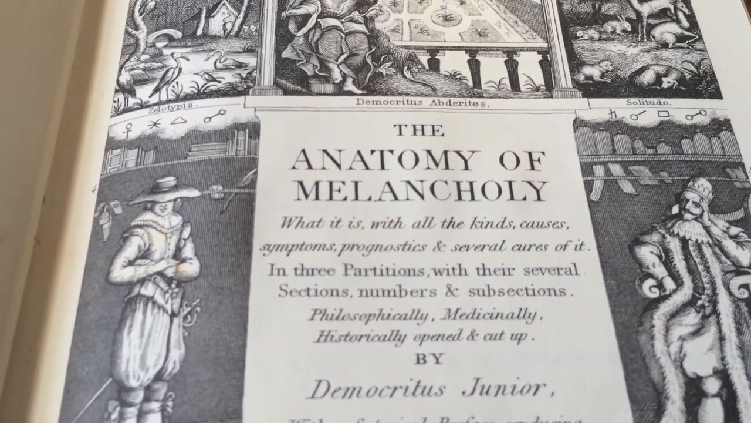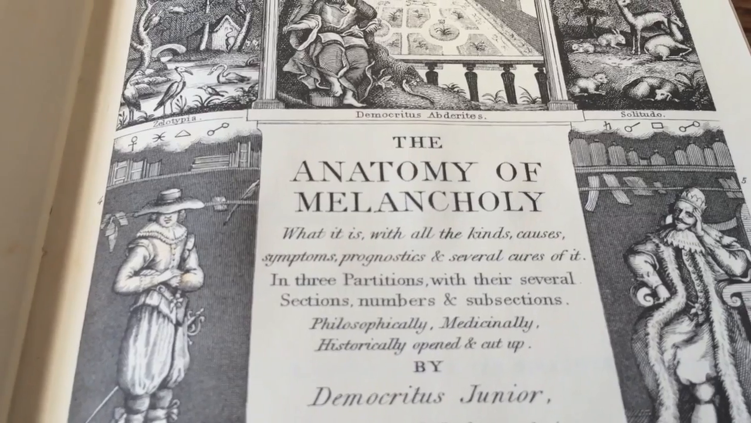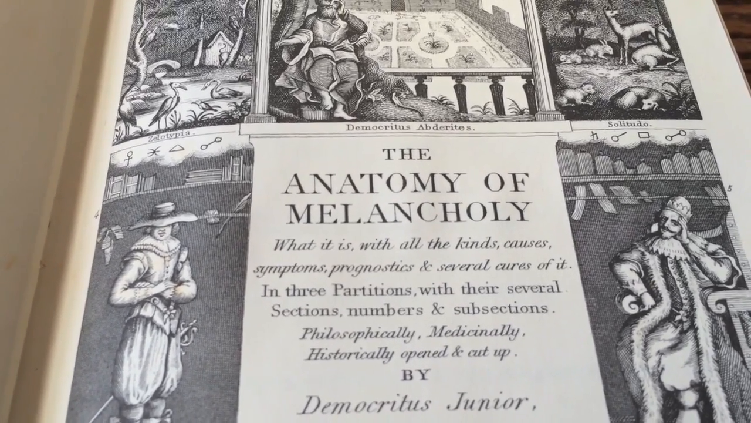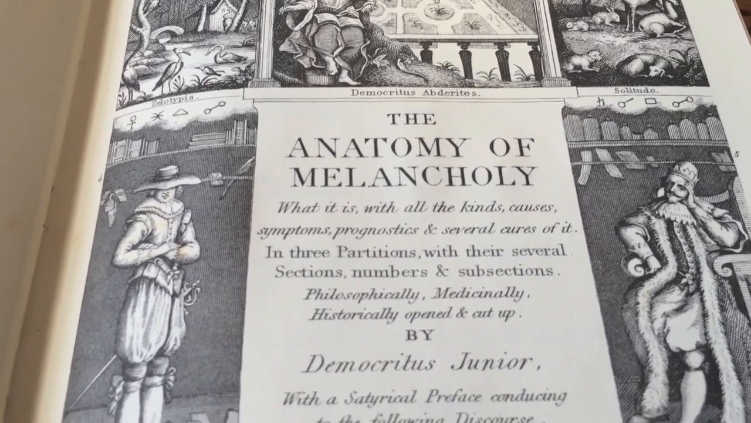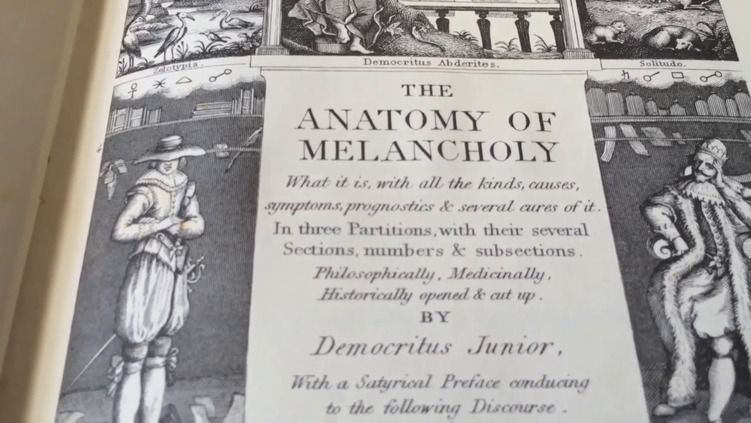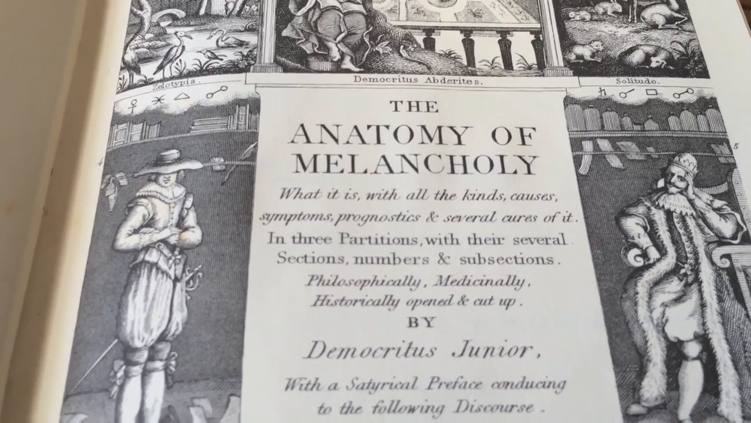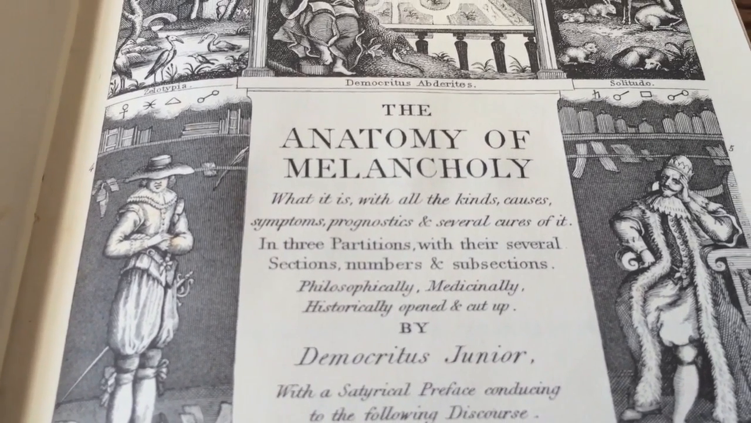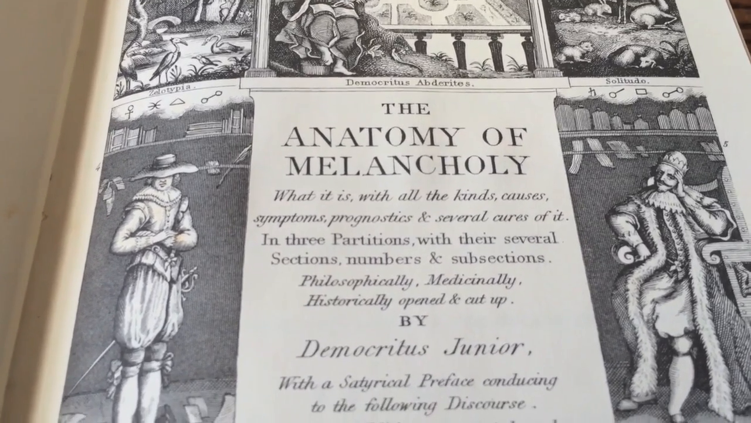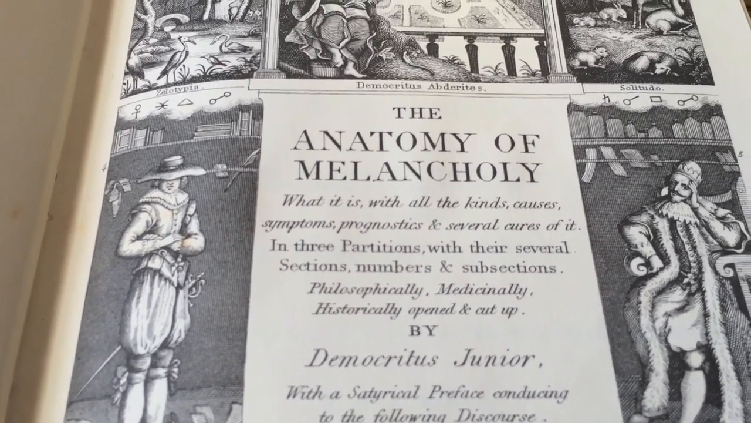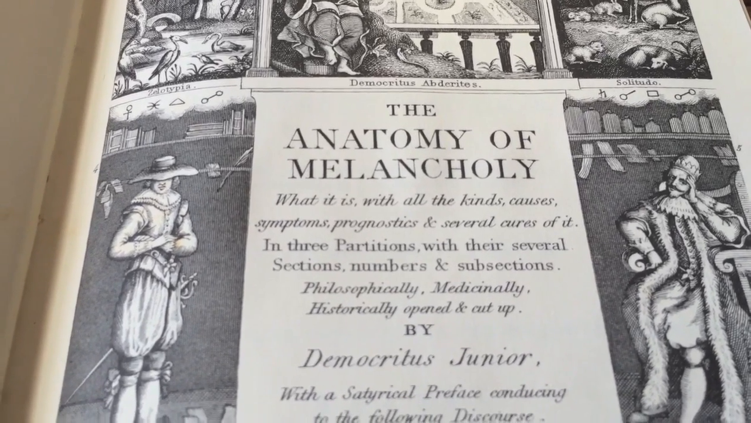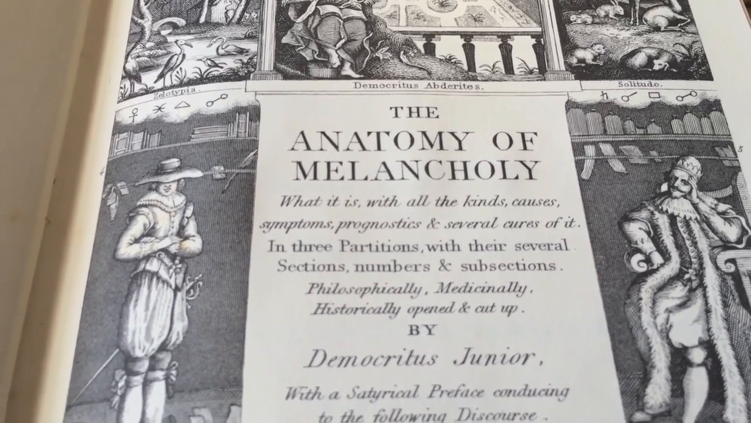So you already know what the book is about, exactly what the book is about, just like you would write your college paper. Now, see how it says here? In 3 partitions. How many partitions? 3 partitions. The man is using the power of 3. Now, this book was written in the 18th century. So it's written in 3 partitions with several sections, numbers, and subsections.